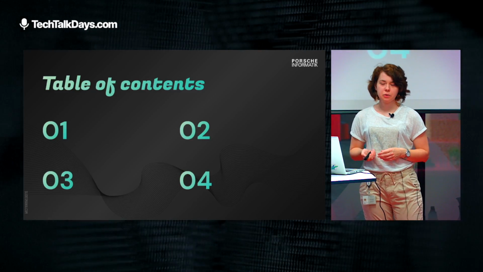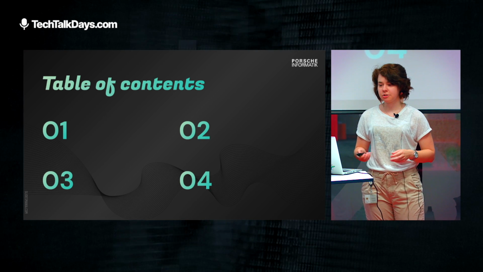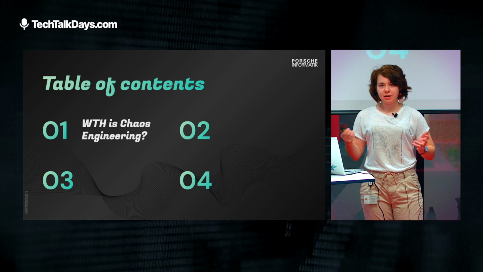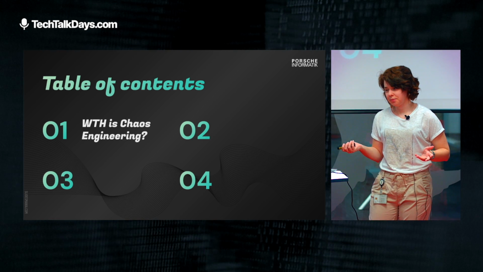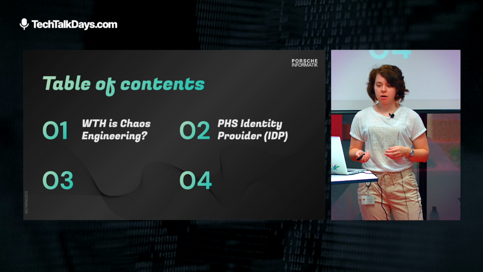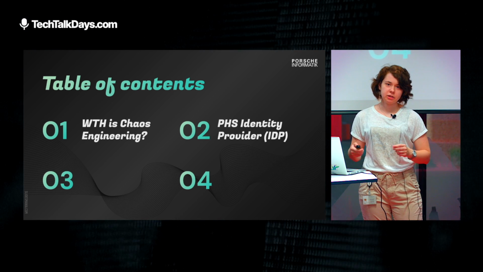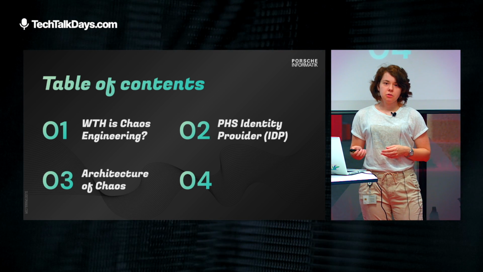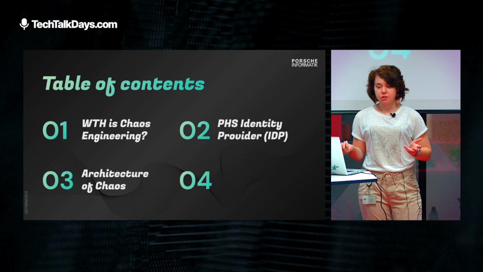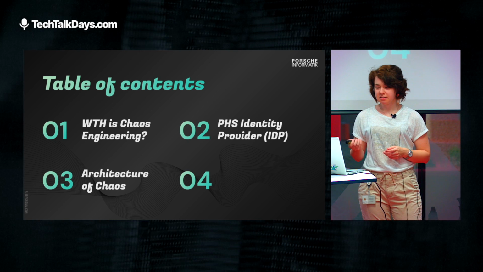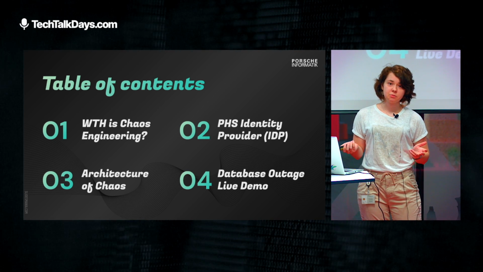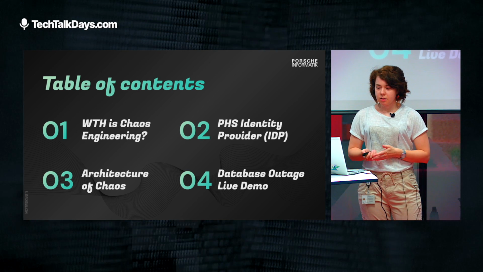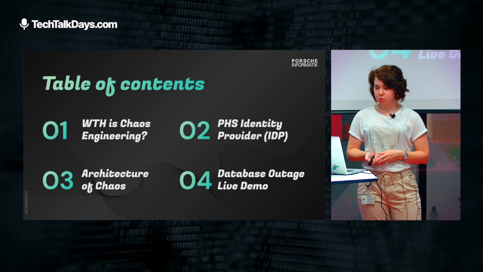So let me give you a quick table of contents about what I'm going to show you. First, I want to tell you about what the heck is chaos engineering. Then I will get into our Porsche Holding Salzburg, or abbreviated to PHS, identity provider. I will further elaborate on our architecture of chaos, and last but not least, there will be a live demo of our database outage.